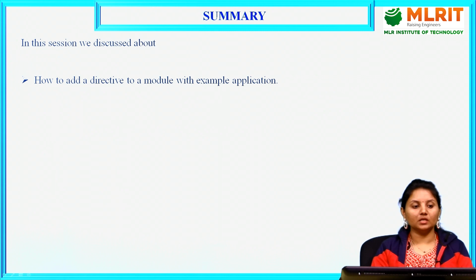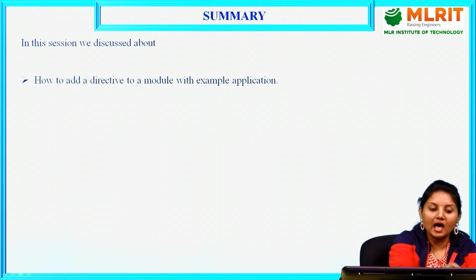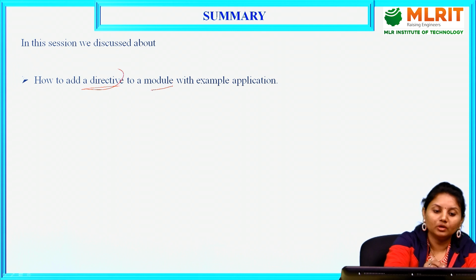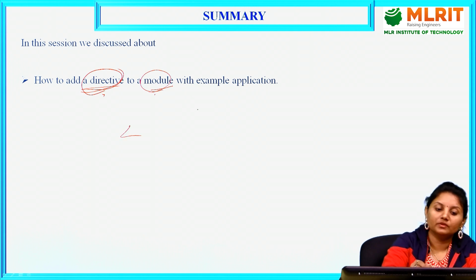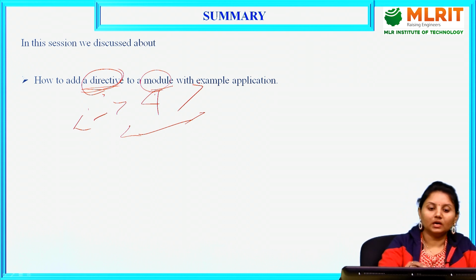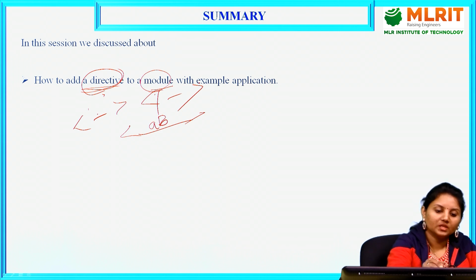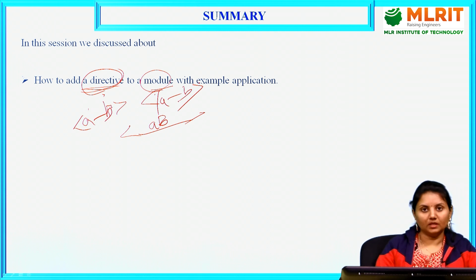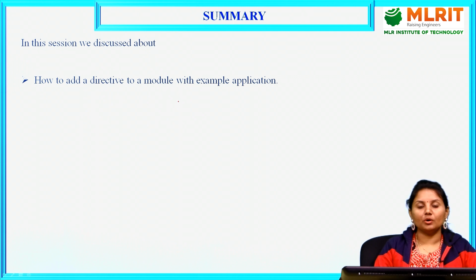Hope you all understood. In this session we have discussed how to add a directive to a module. So app.module is used to create your own module, and app.directive is used to create your own directive. The first parameter will be the directive name, and that name can also be given in the tag name, separated with a hyphen. So whatever you give here, suppose A, B where B is capital, here you have to define a-b. A hyphen B. You simply have to remember this. Hope you all understood. Thank you all.